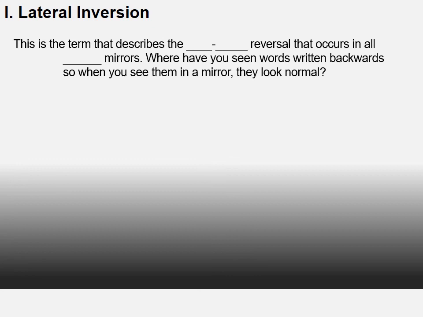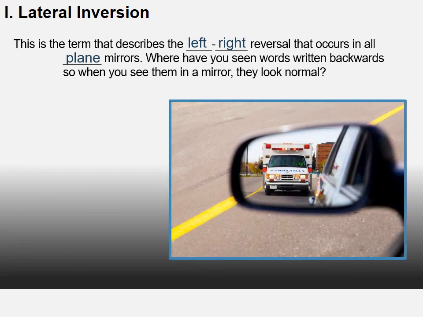Lateral inversion. This is the term that describes the left-right reversal that occurs in all plane mirrors. Where have you seen words written backwards, so that when you see them in a mirror, they look normal? If you said an ambulance, that's correct. They're written backwards on the ambulance, so that when you see them in your rear view or side view mirror, the word ambulance appears in the correct orientation.